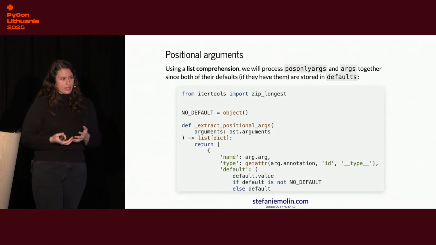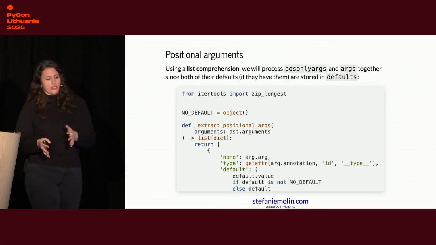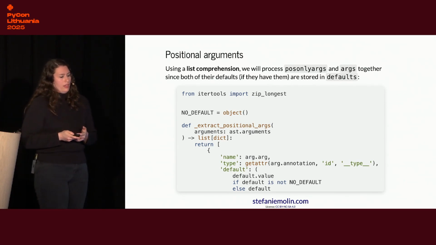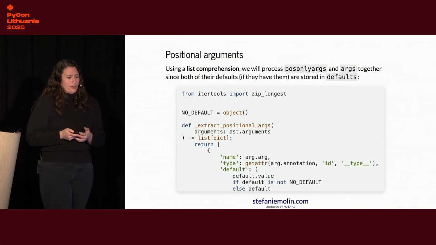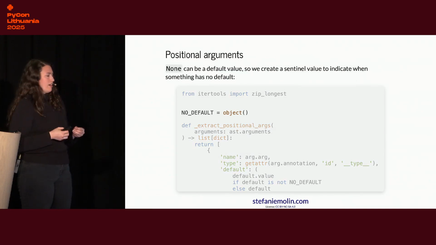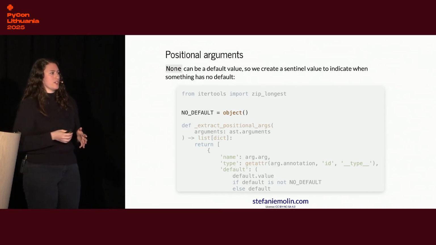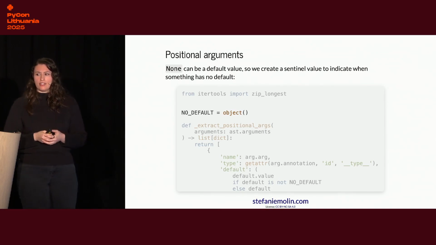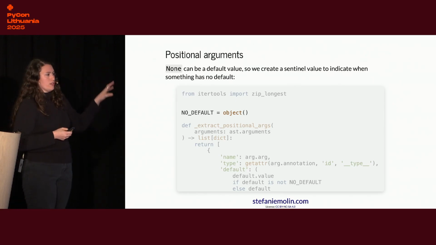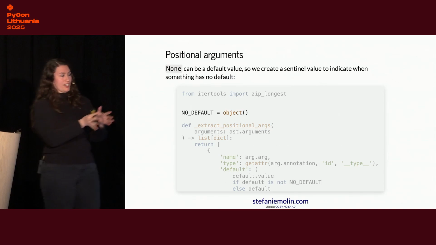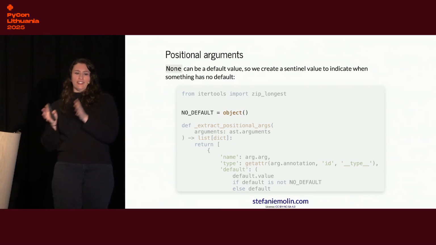So to actually do the processing, focusing first on the positional arguments, we're going to use a list comprehension. And we need to make sure that we can account for None, meaning that something is not there, versus None being the actual value None in the docstring. And to do that, we're going to create a sentinel value here, and that's just a NO_DEFAULT. So that's telling us that after we've extracted the values, that None is actually a None default versus not having a default.